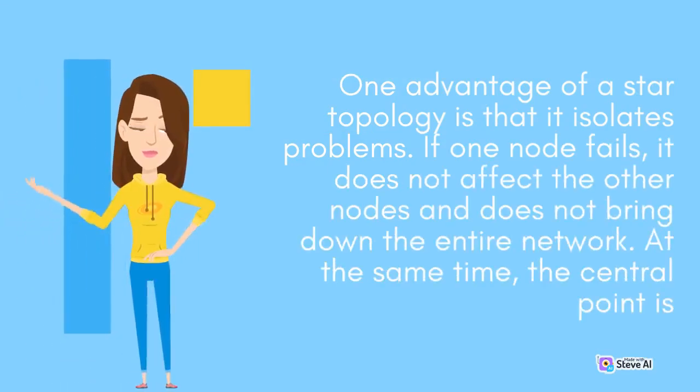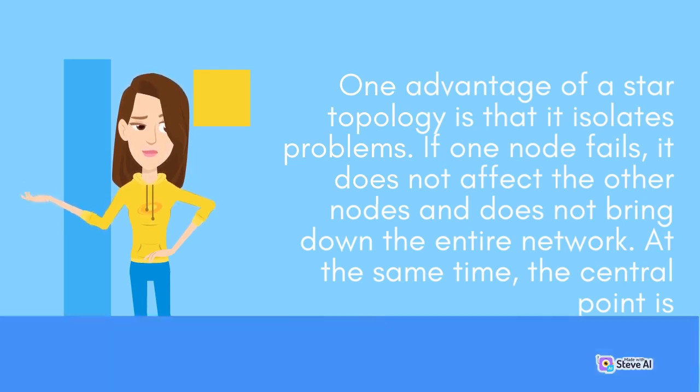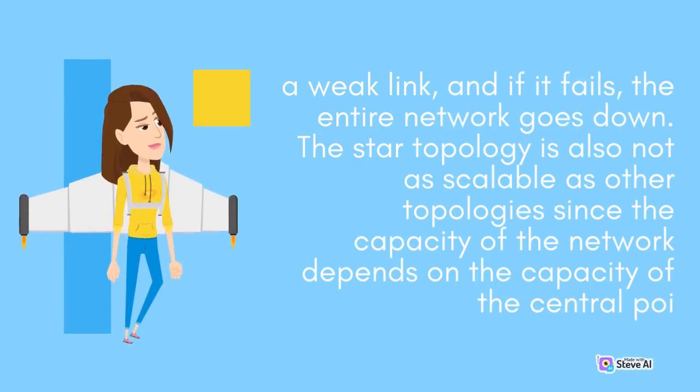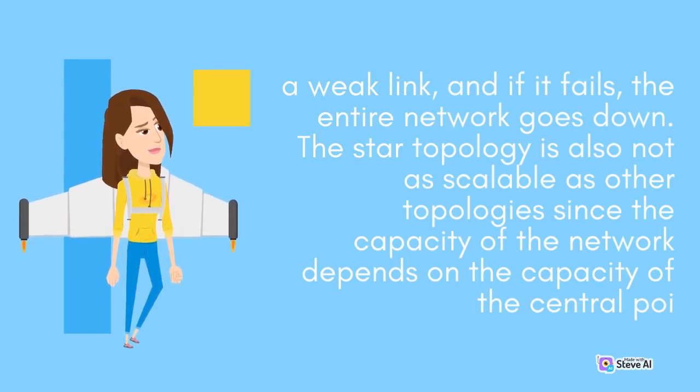One advantage of a star topology is that it isolates problems. If one node fails, it does not affect the other nodes and does not bring down the entire network. At the same time, the central point is a weak link, and if it fails, the entire network goes down. The star topology is also not as scalable as other topologies since the capacity of the network depends on the capacity of the central point.